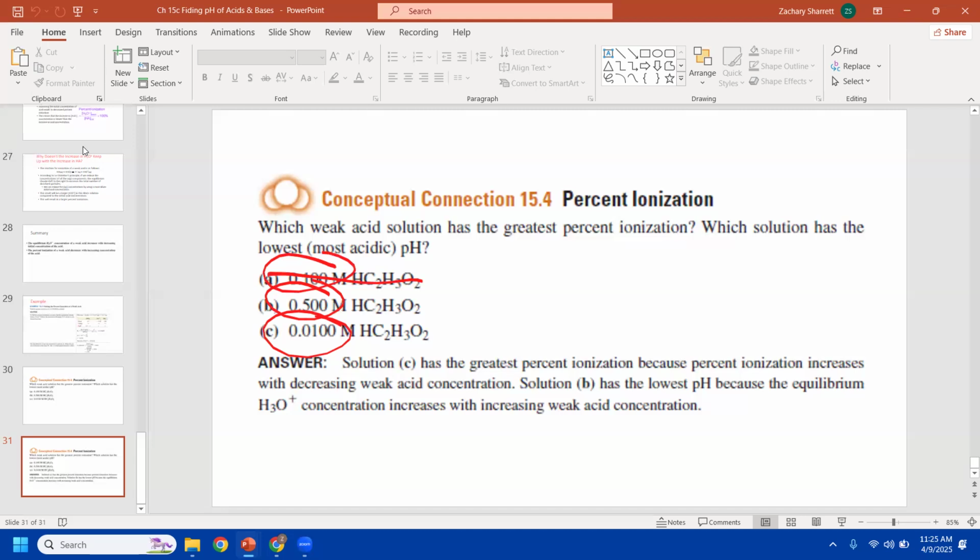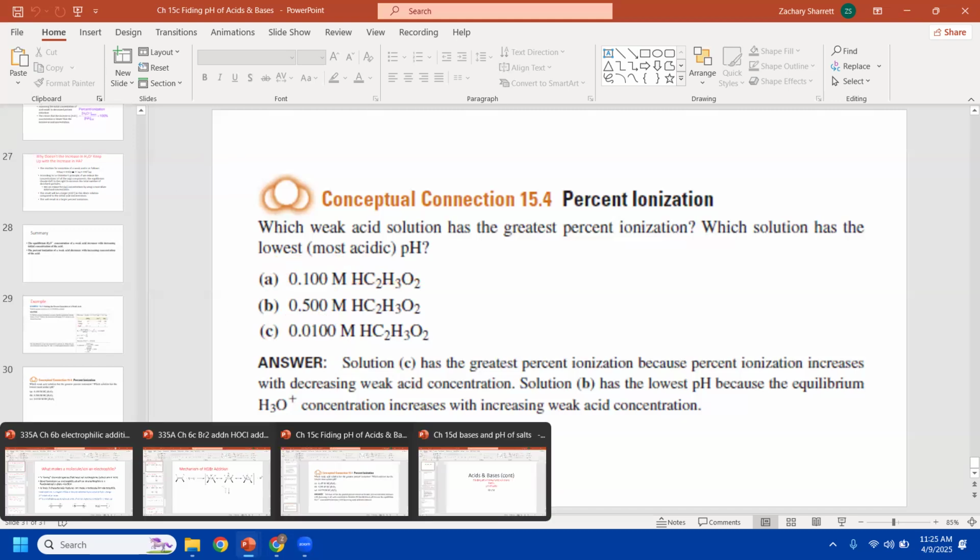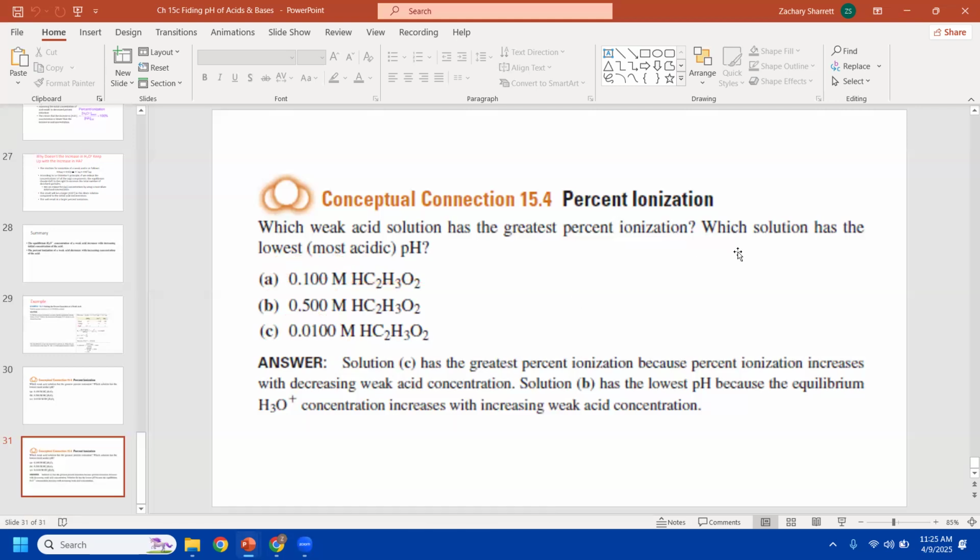You don't really have to know it other than if you had a question like this. I will not give you a question like this, but there might be some on the homework, okay? I won't give you a question like this on the exam. So that's percent ionization. And once again, lower initial concentration gives a higher percent ionization.